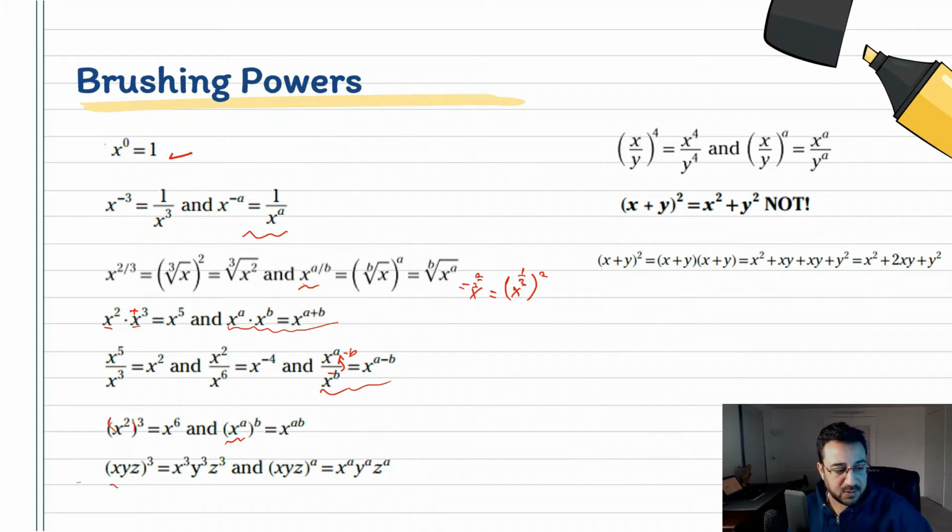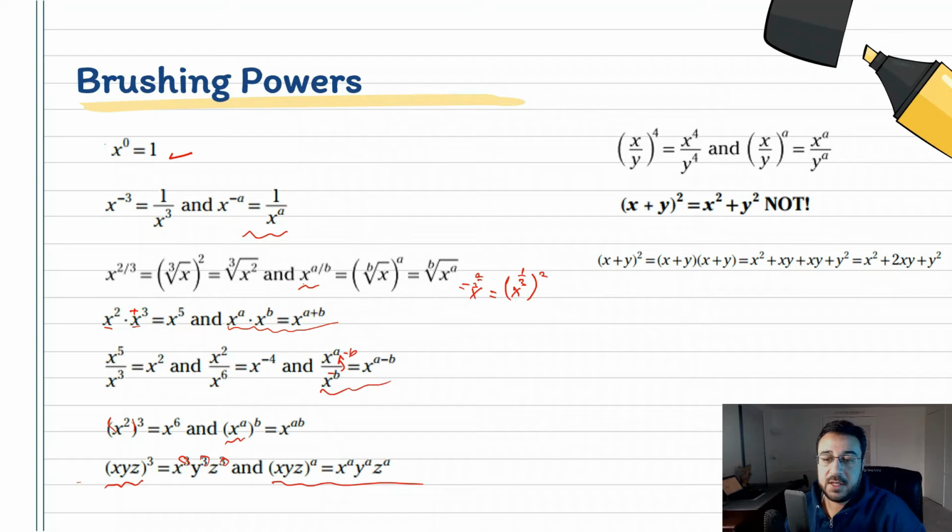If you have x, y, z all multiplied and to the power of 3, then you can distribute the power on each variable in this case. So it is x cubed, y cubed, z cubed, and so on. And this is the equation for it, just for your memory.